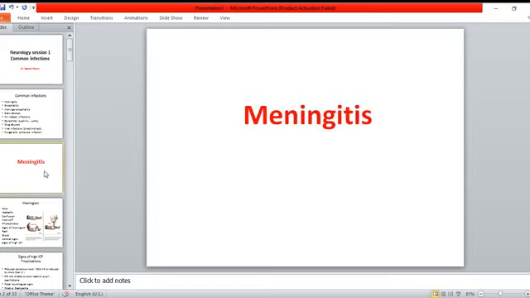So meningitis, as I said, is a very common scenario in the exam, and of course you will see these cases in the emergency department very frequently. The diagnosis commonly is clear: the patient comes with meningeal symptoms, including neck stiffness, photophobia, headache, vomiting, fever, and there may also be some depressed conscious level.